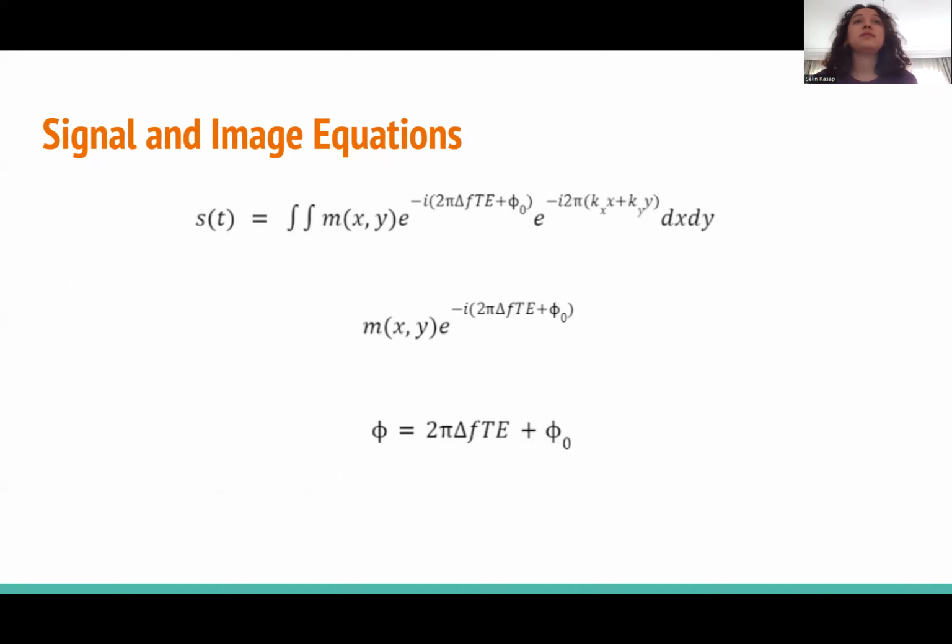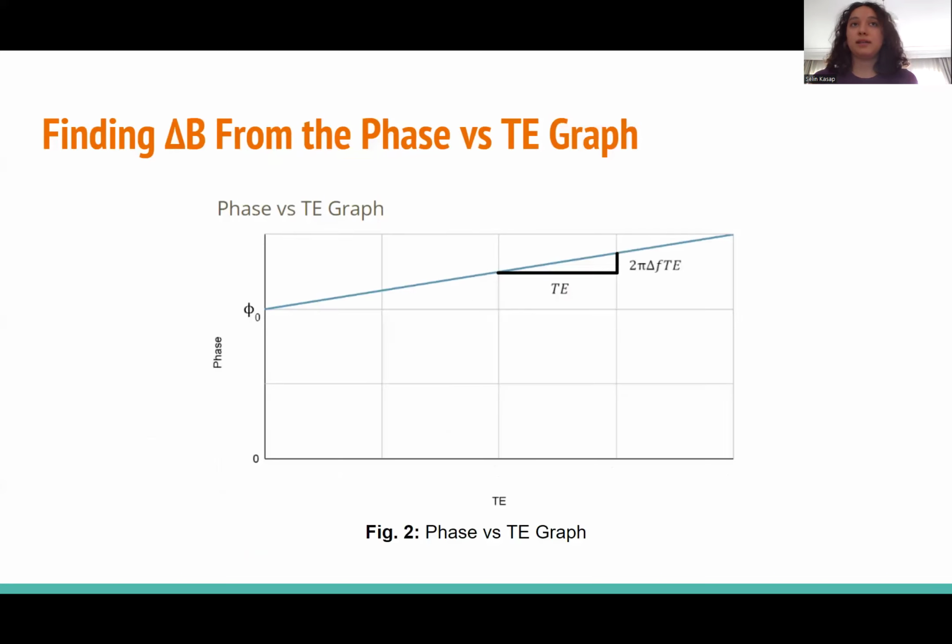The first equation is the signal equation, and from the signal equation, m times exponential gives us the complex image equation. And from this equation, we can obtain the phase, which is 2 pi delta f TE, where TE is echo time, plus phi 0. From this phase equation, we can plot a graph like this. And this phase versus TE graph's slope gives us 2 pi delta f, which later can be used to find delta B.